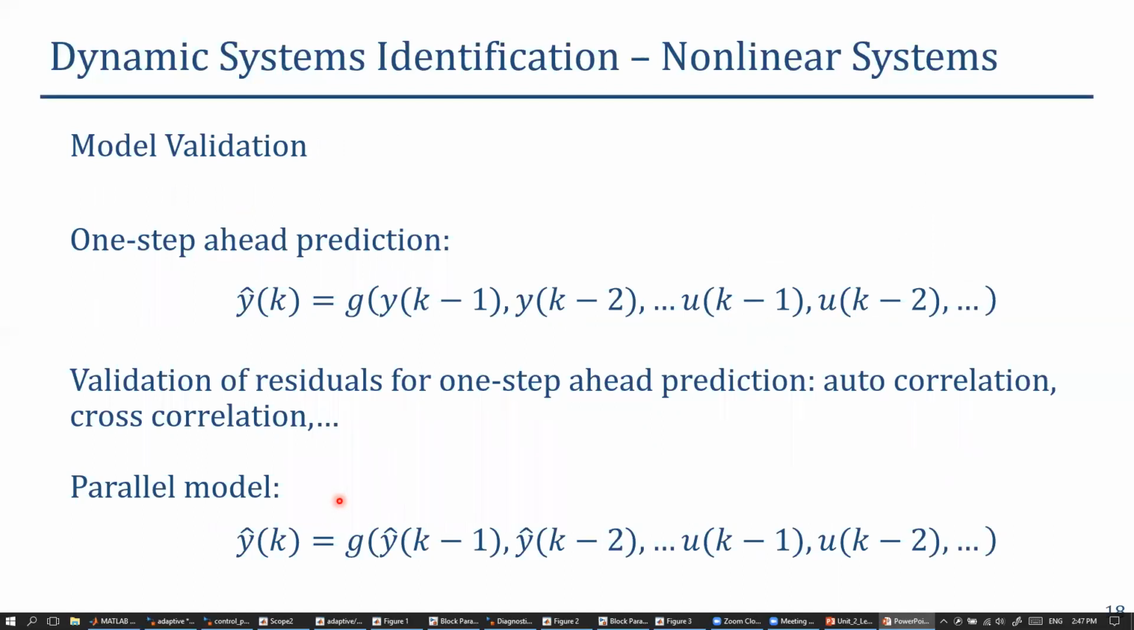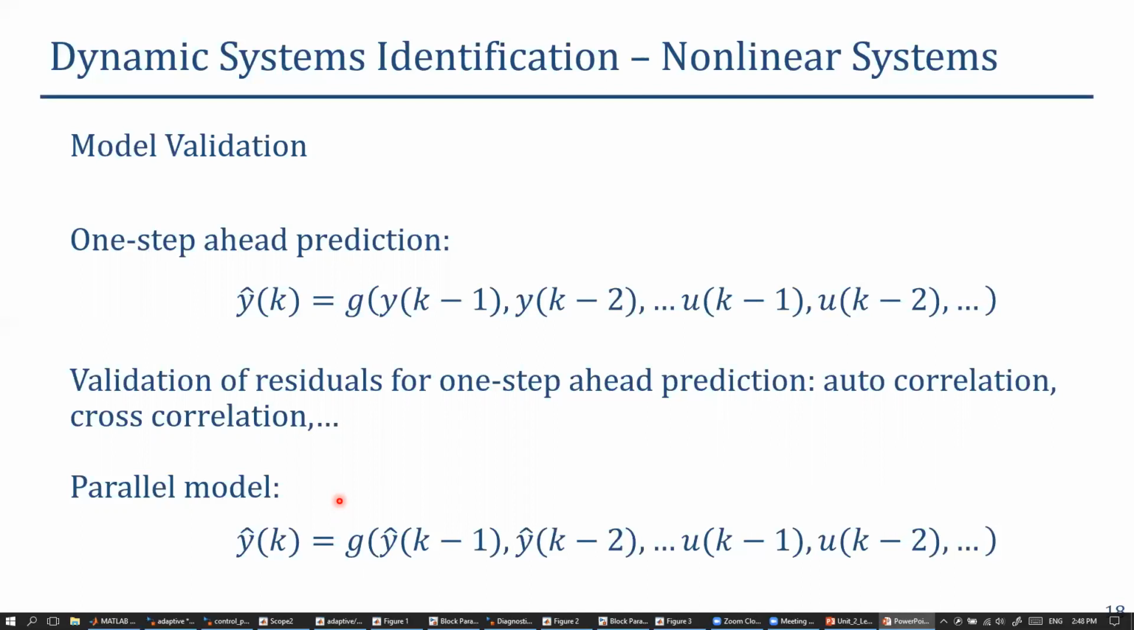Once we have the model, we do the validation, and the validation is very similar to the validation with the linear systems. When we have a one-step-ahead prediction model, we look at the residuals and do residual analysis, an autocorrelation plot and a cross-correlation plot, and see if the residuals are white. That means the model is good.